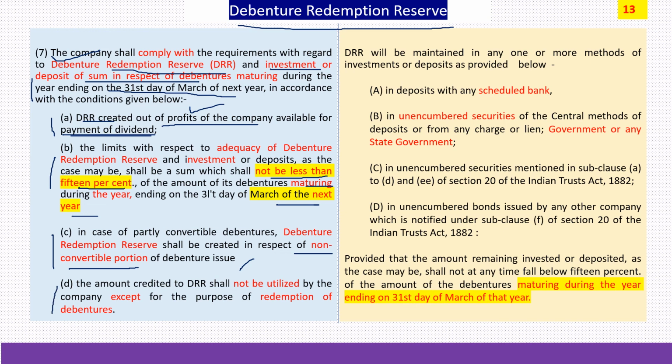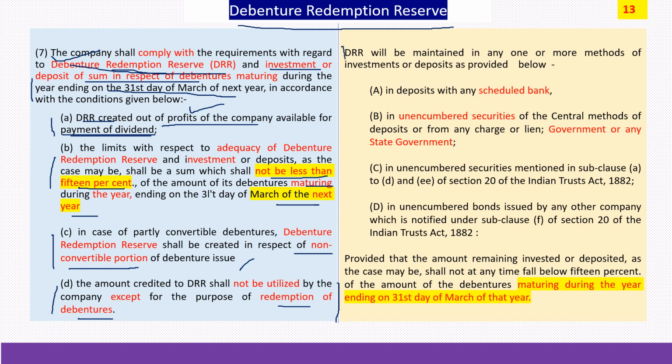And it is agreed that the amount of debenture redemption reserve which is invested has to be used for a single purpose. The purpose is only redemption of debentures. It cannot be deployed elsewhere or it cannot be diverted elsewhere. It is a dedicated reserve.